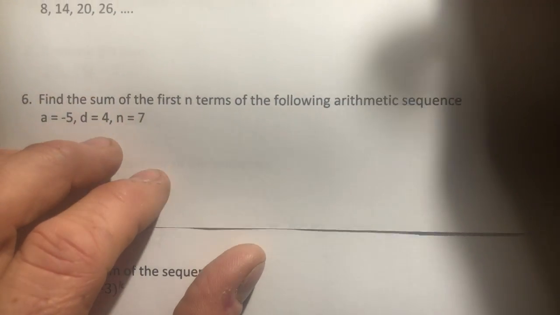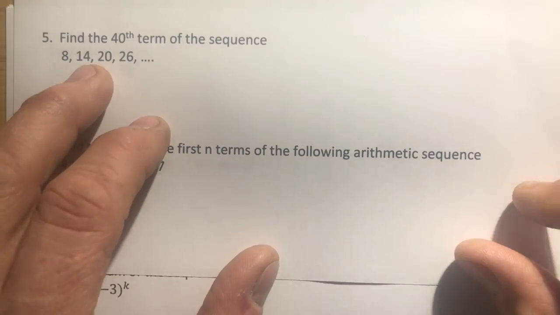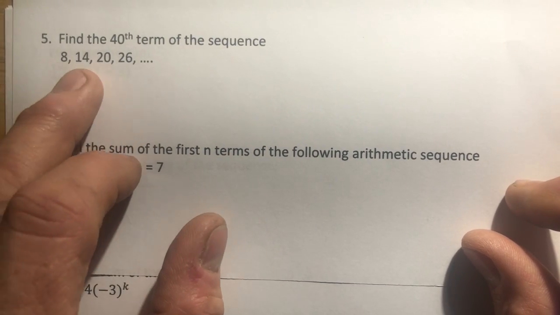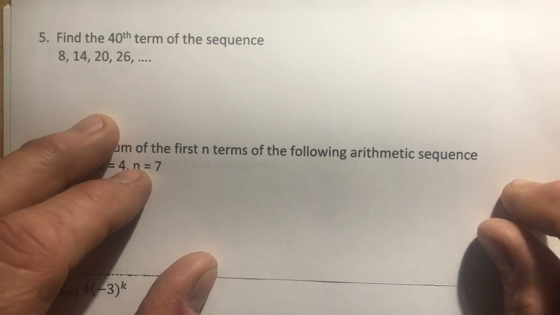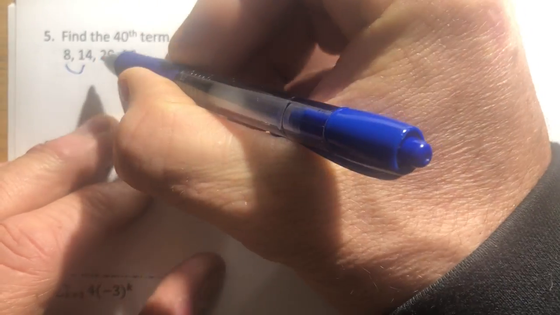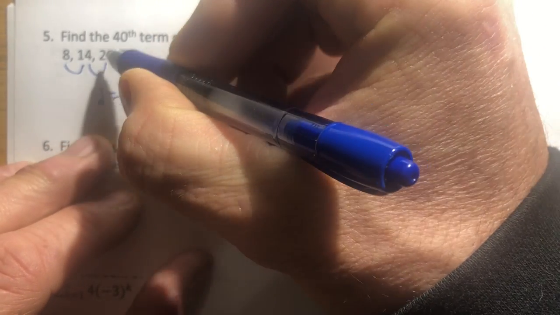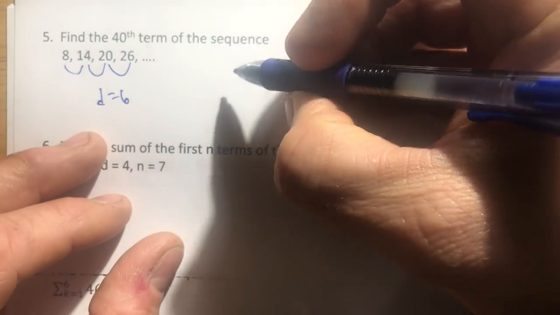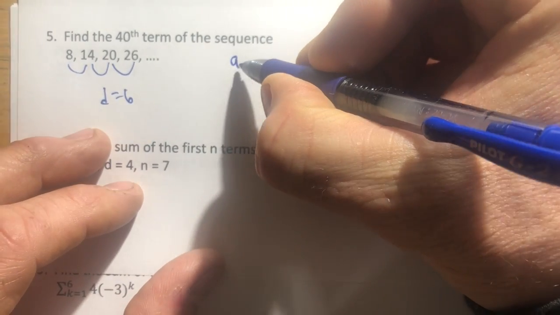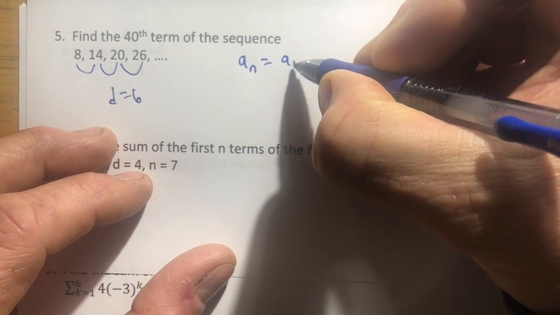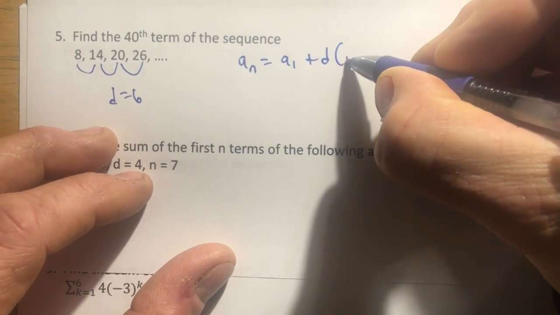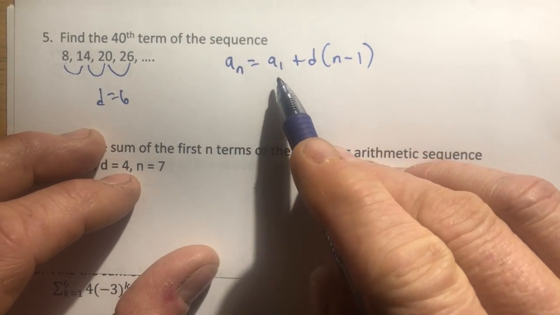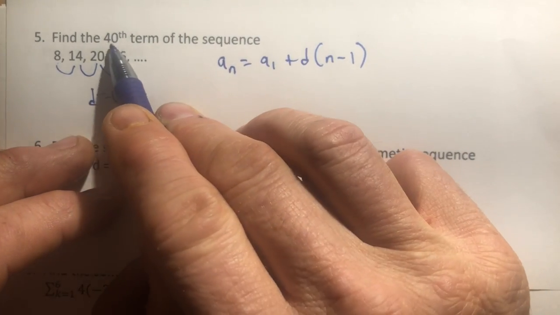Now, number 5. Find the 40th term of the sequence. Here's the first, second, third, fourth. What's the 40th? Now, it's adding 6 each time, so D is 6. And you could just keep adding 6 till you get to the 40th number, but you could use the equation. A sub n equals a sub 1 plus D times n minus 1. And you can find the nth number by doing this. Well, the nth number is the 40th number.